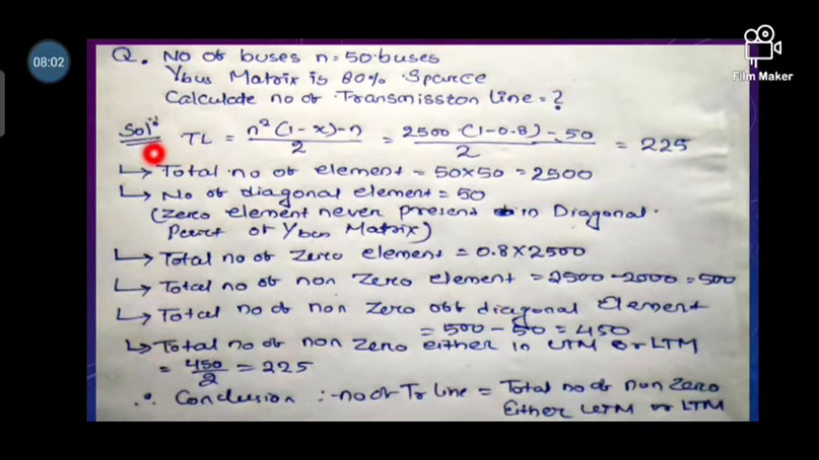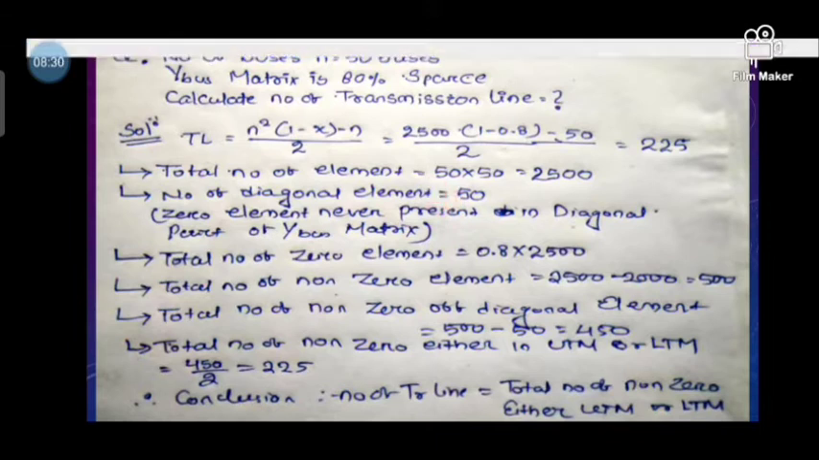But that is not the whole answer, and we are not stopping there. We are going to see all the things related to this transmission line: the number of transmission lines connected, the number of non-zero elements, the diagonal elements, and the off-diagonal elements connected to that bus. So let's see, the total number of elements is 50 cross 50. How? Because of the number of buses.